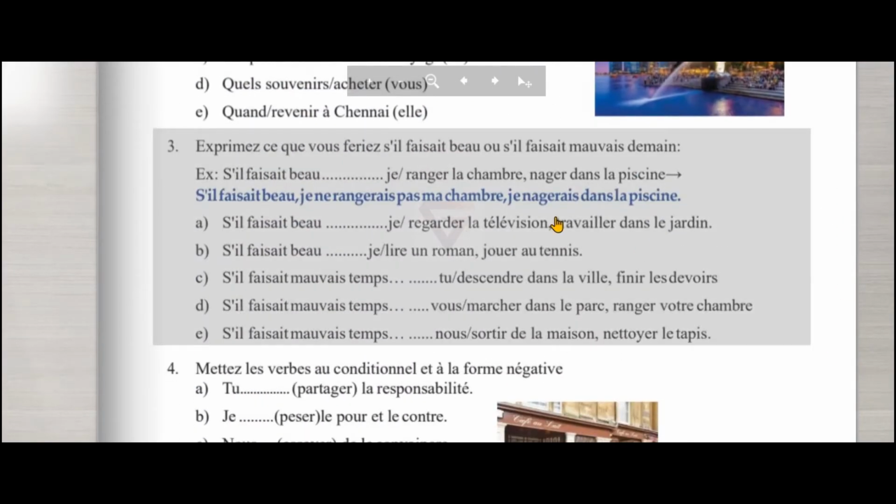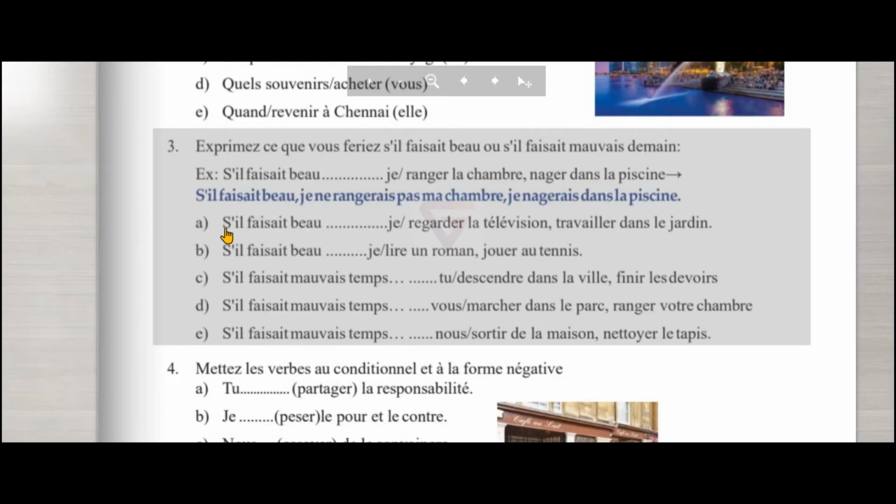The third exercise says, express what you would do if the weather were good or bad tomorrow. All right. So they have given you an example here. If the weather were good, I would not arrange my room. I would be swimming in the swimming pool. So the first part of the answer here, we are putting it in the conditional tense, but in the negative form. And here we are putting it again in the conditional tense, but in the affirmative form.